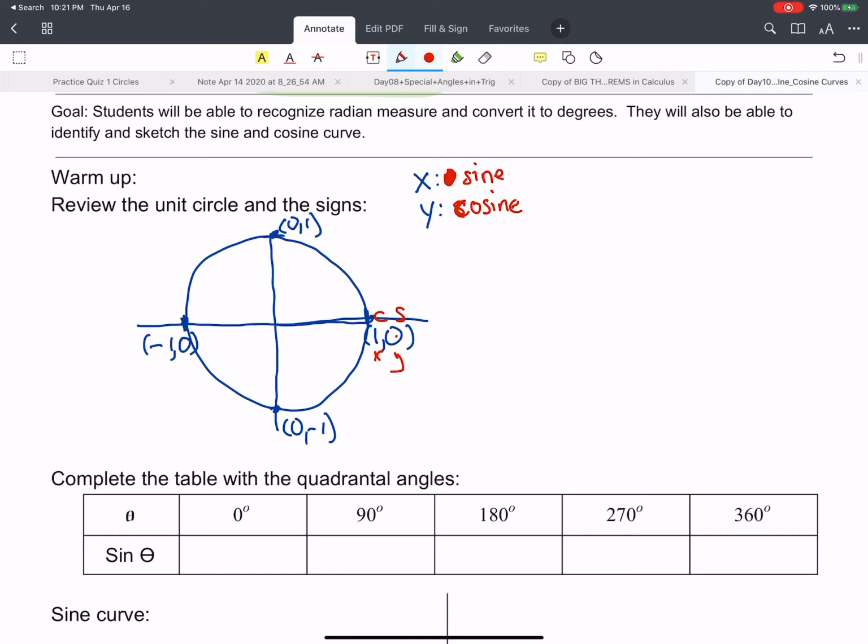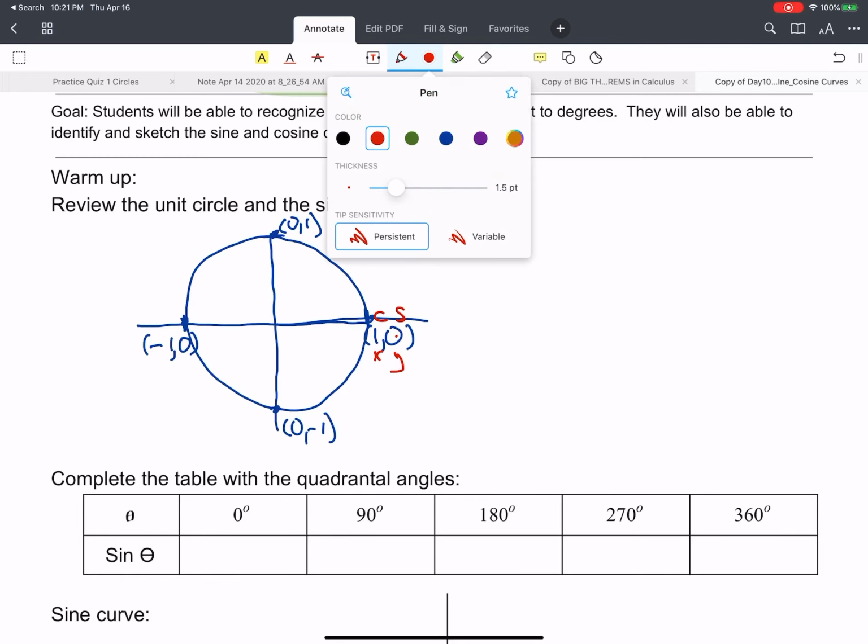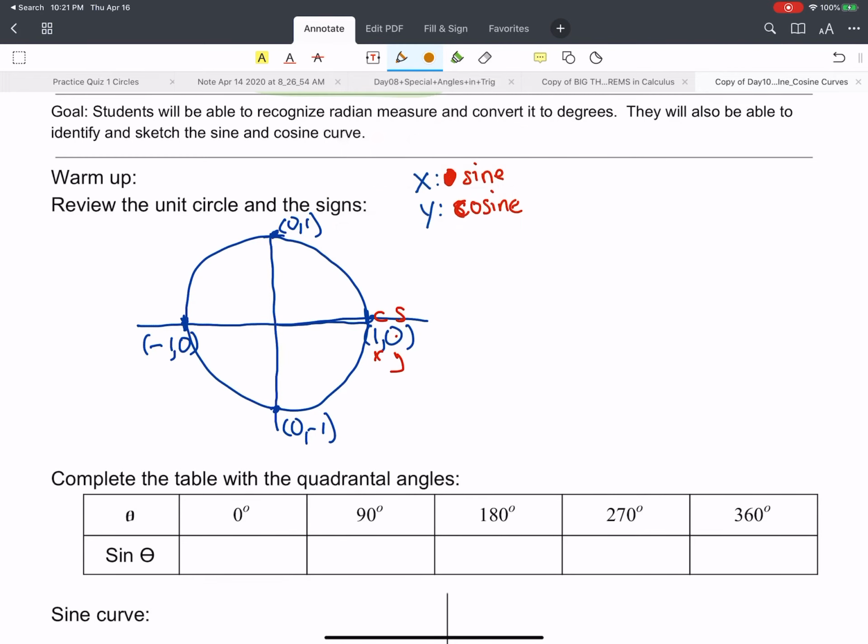Now, the other thing I want to review is the angles. When we talk about the angles, we talk about this being 0 degrees, this being 90 degrees. Over here, this would be 180 degrees. This one down here, between the third and fourth, 270 degrees. And back to the beginning, this would be back to 360 degrees.